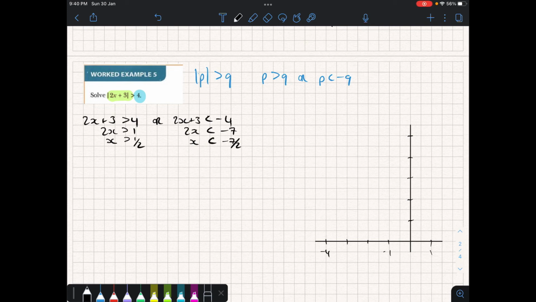Once again, let's look at how we could solve this graphically. So we have the graphs of y equal to, well, we're going to have 2x plus 3.